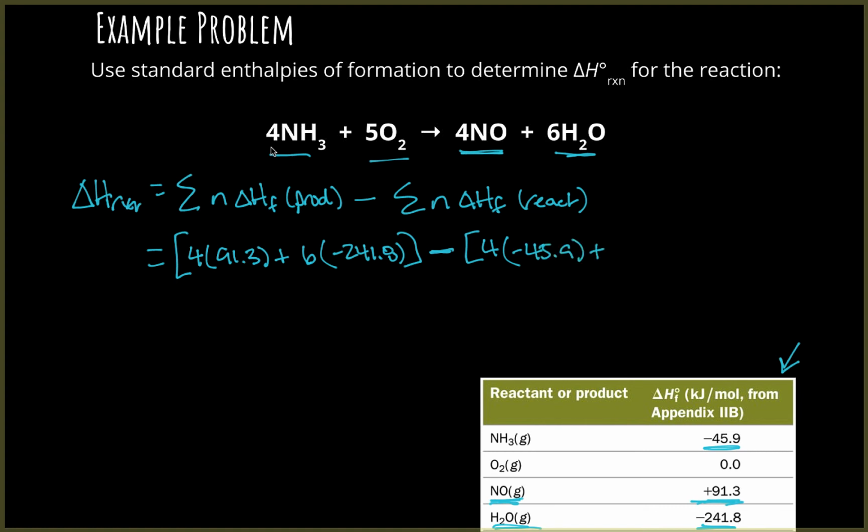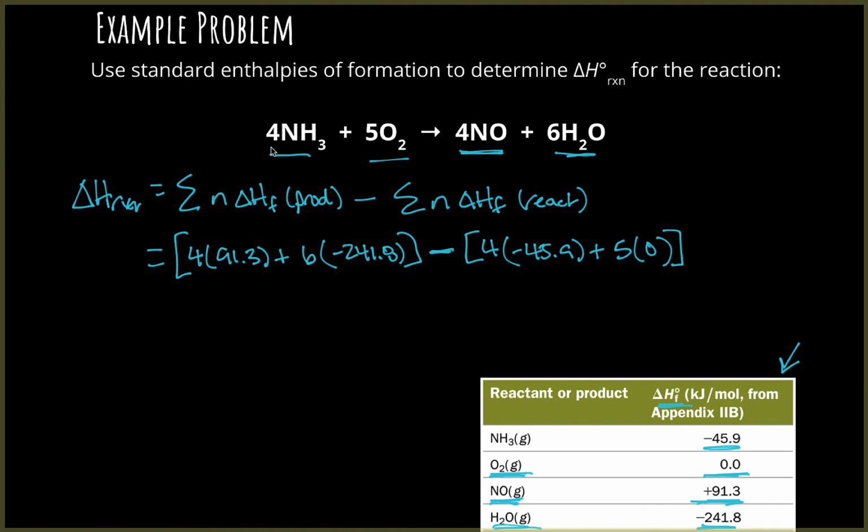plus 5 times 0. So notice O2, oxygen, is a gas in its standard state. The value of delta H of formation is 0. So sometimes they will give you those. Sometimes they're going to expect you to know that. So if you see an element that's in its standard state, then you can make the assumption that the heat of formation for that particular substance is 0. And again, you'll see that as you go through and do more practice problems.